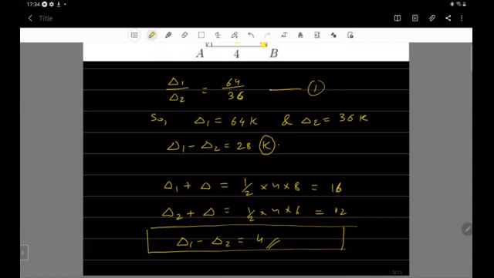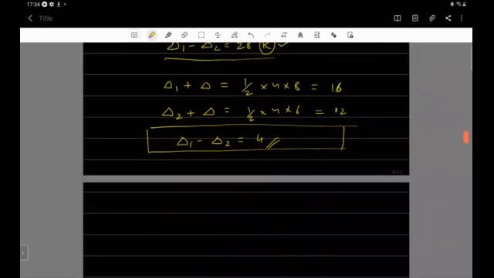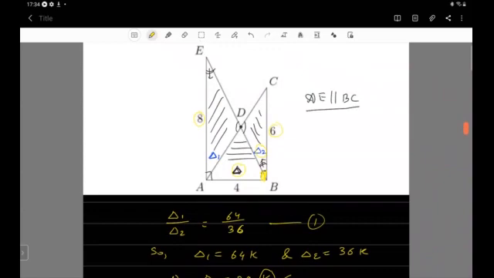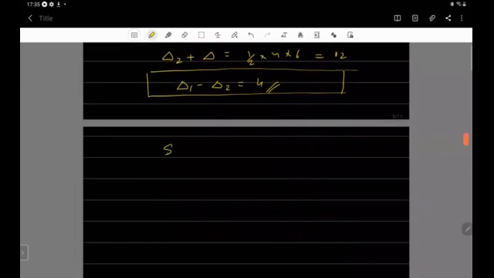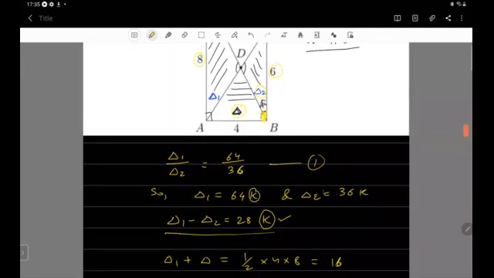What was the purpose of telling you about this property? Look, the question says that we have to find the difference of the areas of these two triangles, and I have got our answer. The answer is 4. But what if the question says find all the areas individually? Let's assume. In that case, you can equate 28K to 4, I'm just appending the question, and K equals 1 by 7. And now by just substituting the value of K here, you can find the values of all the areas individually.